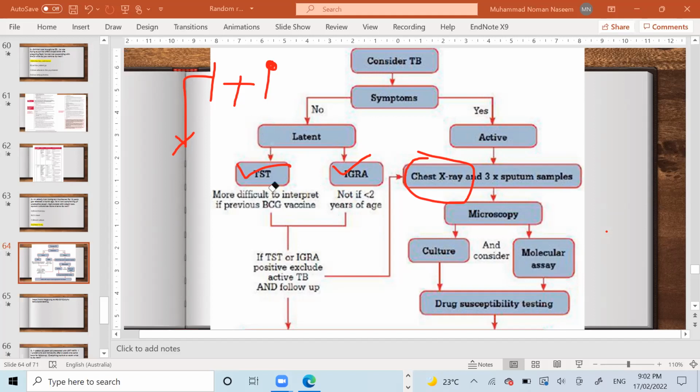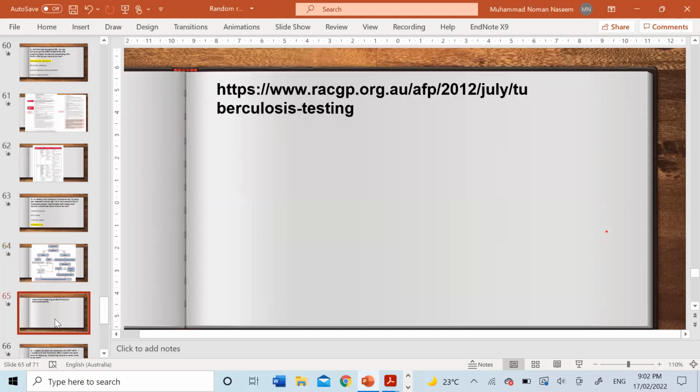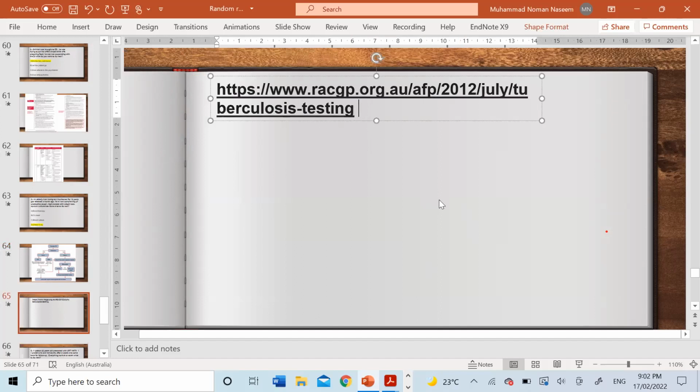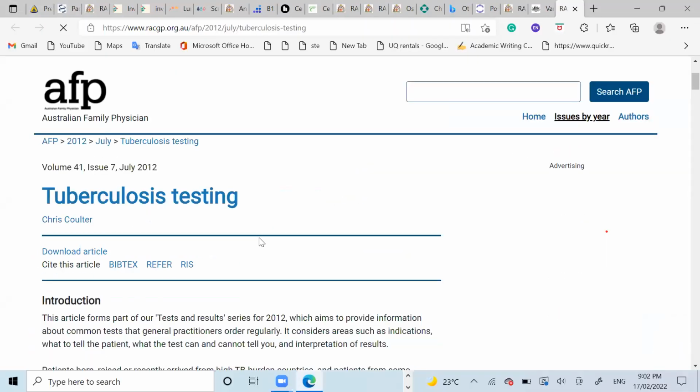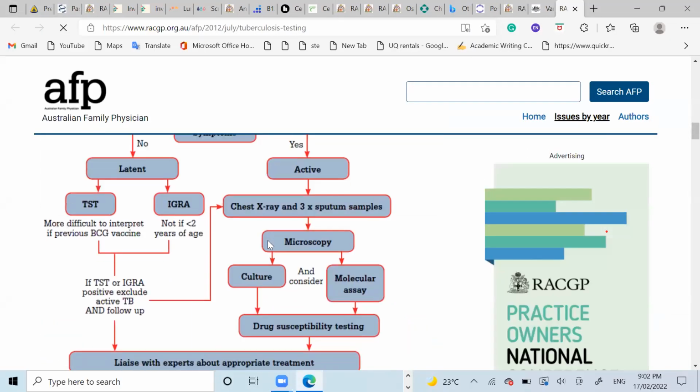But if the patient is having chest X-ray lesions, then this is an active TB with no symptoms. So do the antituberculosis drugs in this patient as well. This was taken from here, IRCGP, and it has all the information regarding TB you want to know in your exam. So go through this guideline.